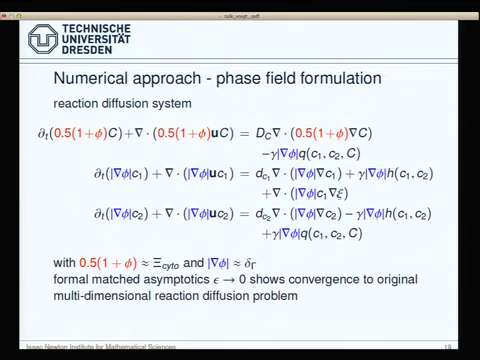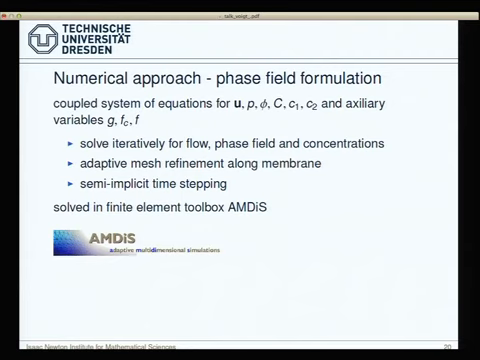So now we can solve this. The unknown quantities are the velocity, pressure, this phase field variable, the three concentrations, and some auxiliary variables. We do this iteratively: first the flow, then the phase field, then the Lagrange multiplier, sorry to leave this out earlier, and then the concentrations.